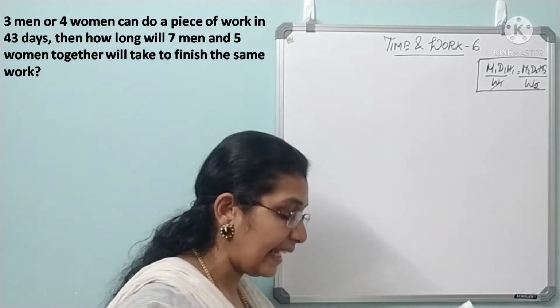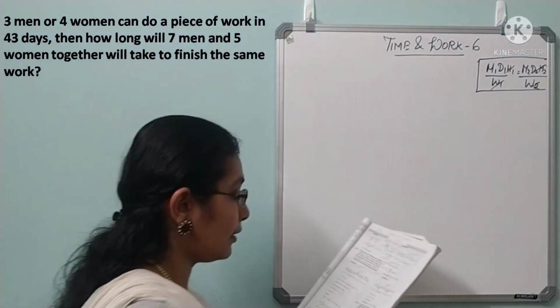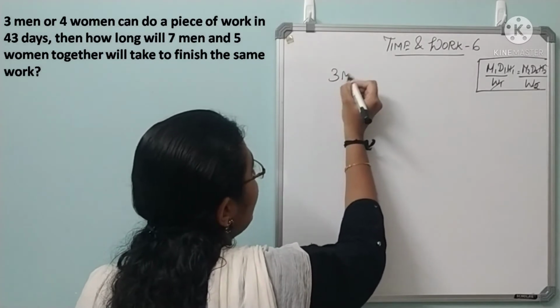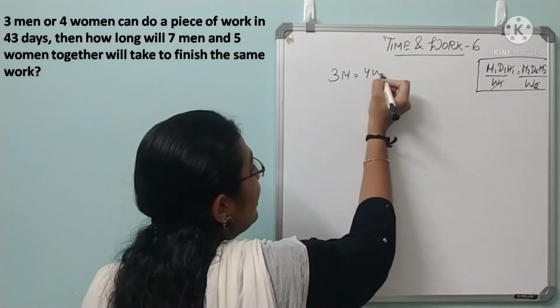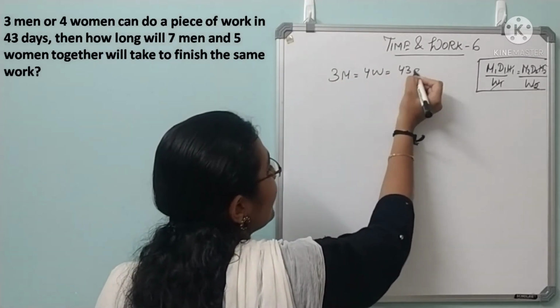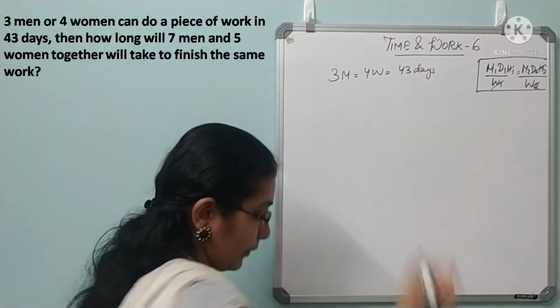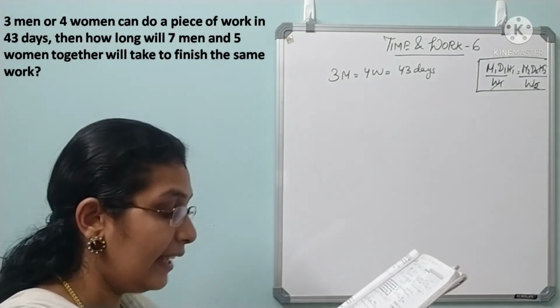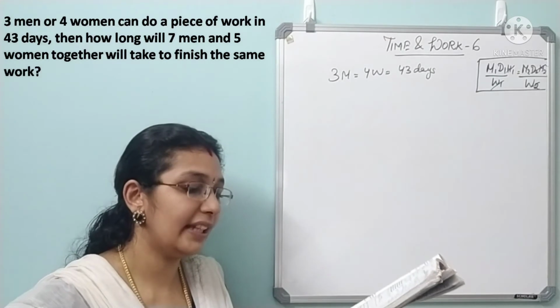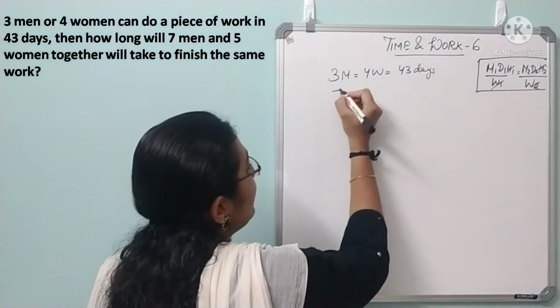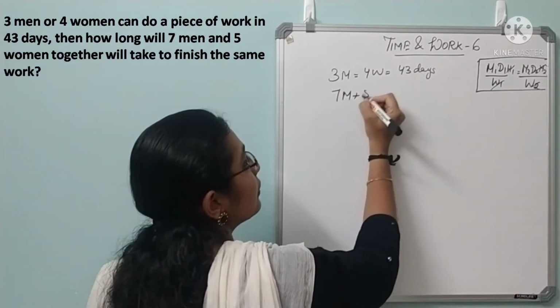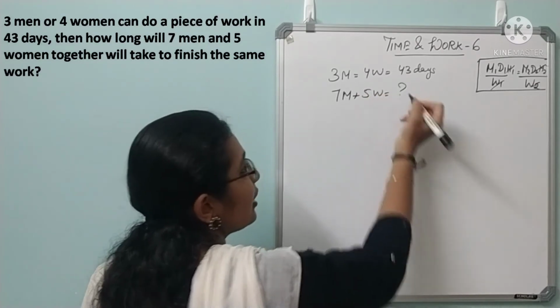Okay, 3 men or 4 women can do a piece of work in 43 days. In how many days can 7 men and 5 women do the same work?